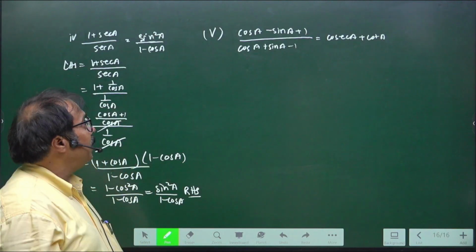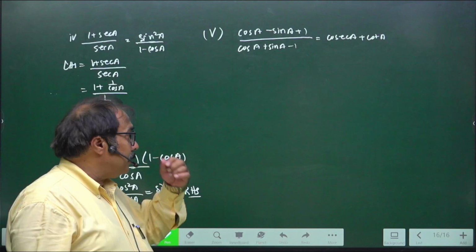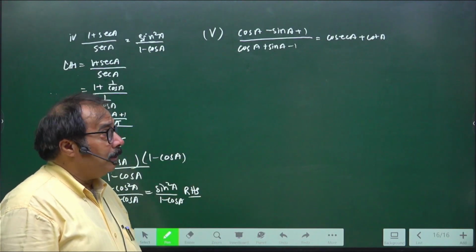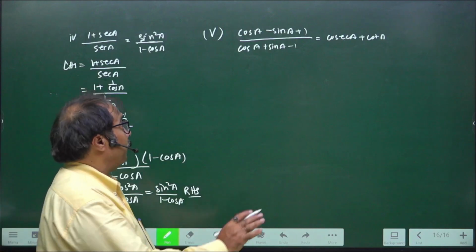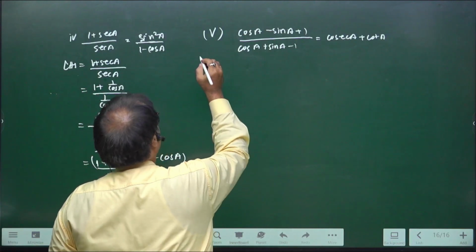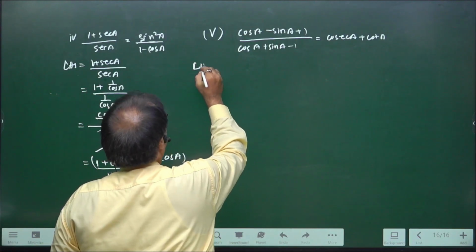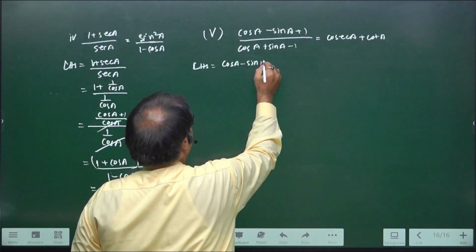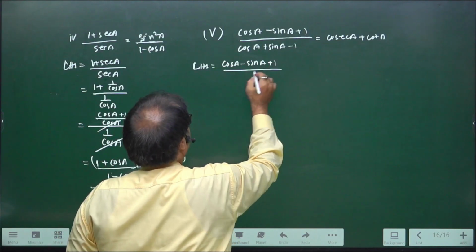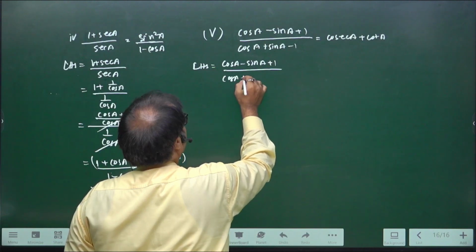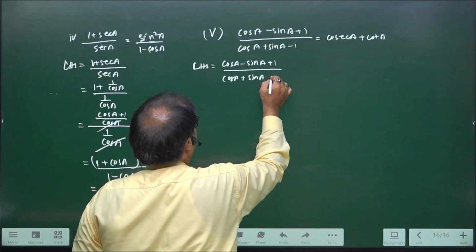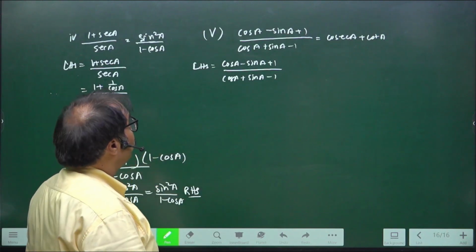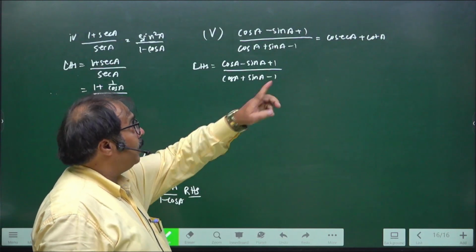cos A minus sin A plus 1 upon cos A plus sin A minus 1. There are two questions: one is given in your example and one is here. Okay, so now take the left hand side, LHS. Left hand side is (cos A minus sin A plus 1) divided by (cos A plus sin A minus 1), right? Now see what we have to prove. We have to prove cosecant A plus cot A.